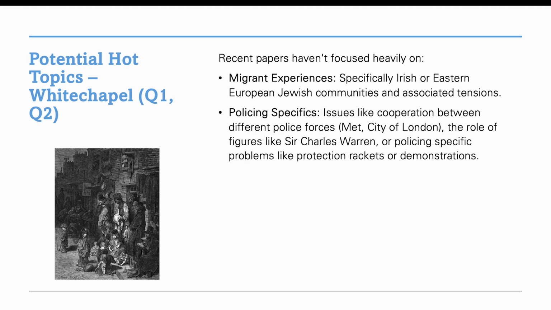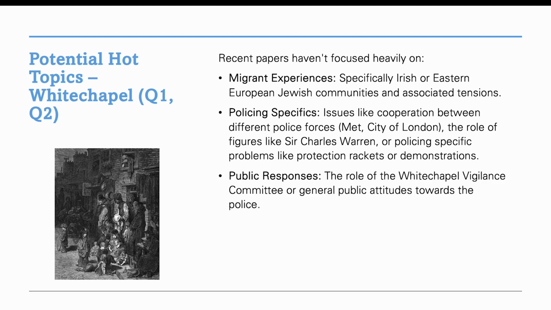You also want to focus on policing specifics. This includes cooperation between different forces like the Met and City of London Police, or the role of key figures like Sir Charles Warren. You might also get asked about how they handled issues like protection rackets or riots. Think carefully also about public responses. This could involve the Whitechapel Vigilance Committee or public attitudes towards the police in general. Both are excellent areas for question 2, the inference questions. So, if you're prepping for the Whitechapel section, make sure you don't just focus on the Ripper. These lesser covered topics might just catch students off guard this year.